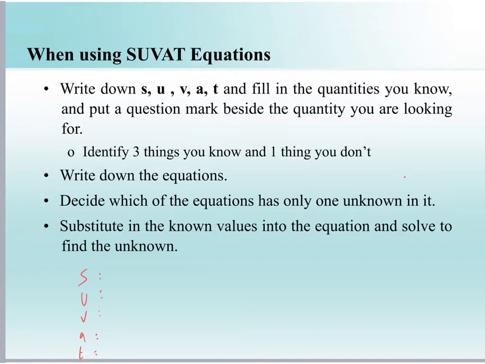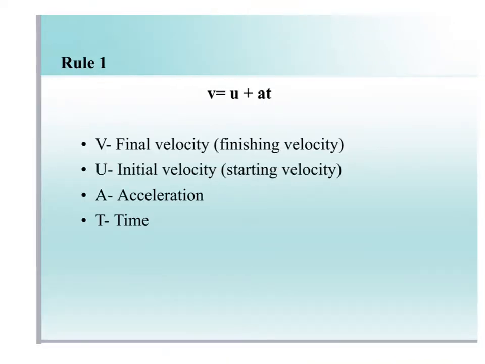Okay, I think that was the biggest mistake I made, was to let you loose on all 4 equations. So I've learnt from my mistakes, so I'm going to do each equation as we come across it. So let's start that. So we're going to do rule 1. This, in my opinion, is the easiest one to use. So we've got final velocity equals initial velocity plus at, and we've got what these things mean here. Okay.